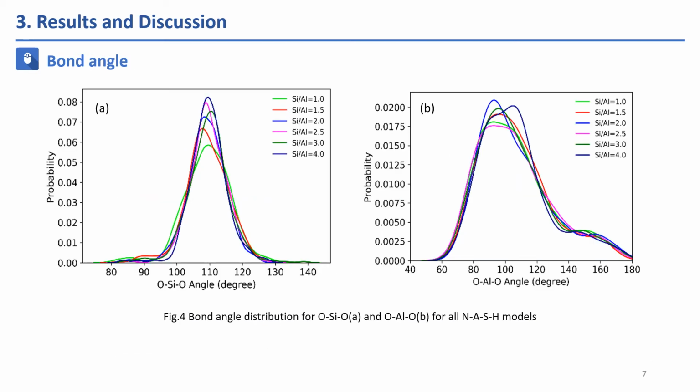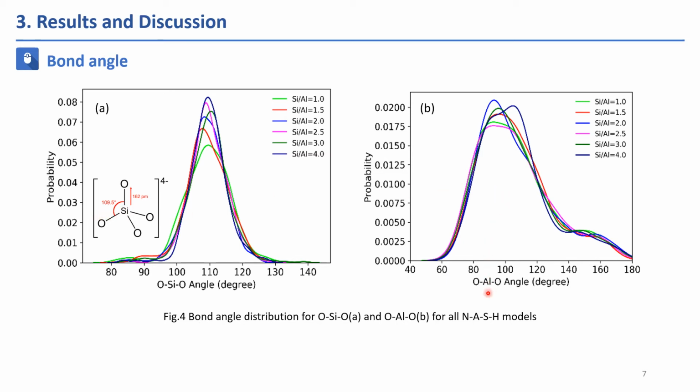Besides bond length, bond angle is another important parameter. Here is the silicon-oxygen bond angle. We can see it mainly located at 110 degrees. This is because all silicon exists as tetrahedron. So in a tetrahedron, we can see the angle is exactly at 110 degrees.